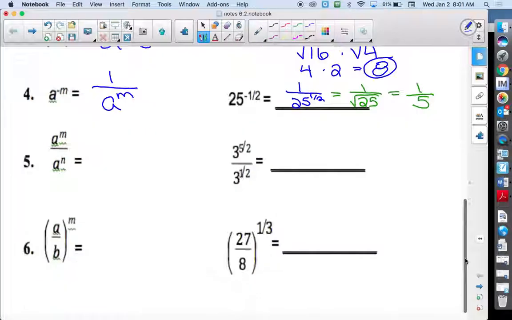So there are two more here, both dealing with division. So we have a to the m divided by a to the n. Matt, what happens when you're dividing? What do you do with the exponents? When you are multiplying, what do we do with the exponents? Okay, so what was that option you said? Subtract them. So a to the m minus n.